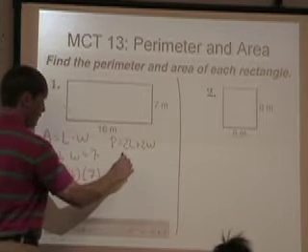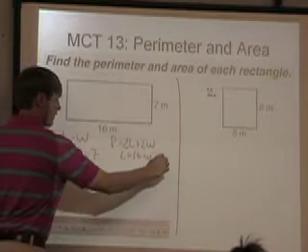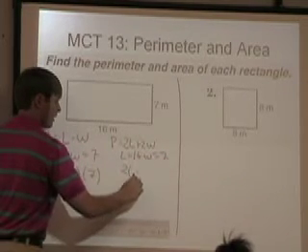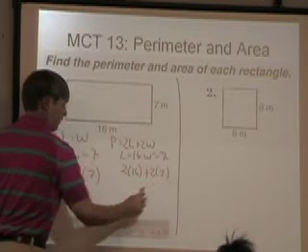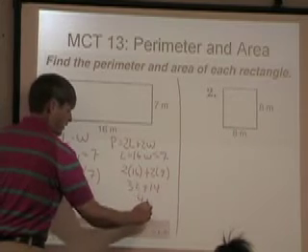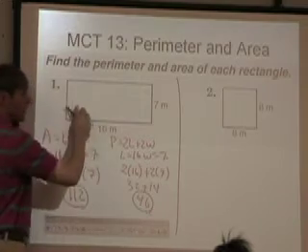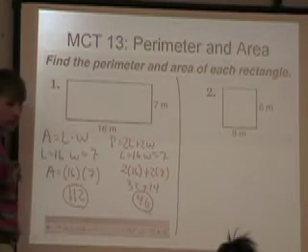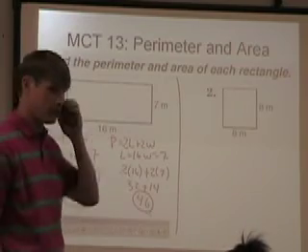Okay? You write what's given. The length is 16. The width is 7. So I've got 2 times 16 plus 2 times 7, which is 32, plus 14, which is 46. So on here, the perimeter, the distance around, is 46. The space inside is 112. You just found the perimeter and area of a rectangle.